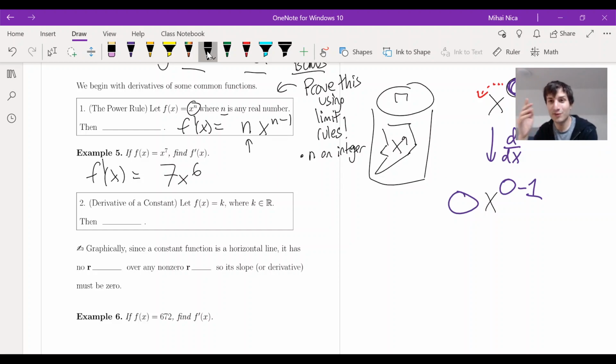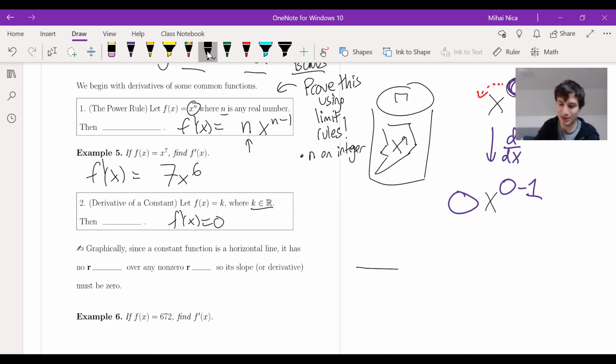Okay, derivative of a constant, this is an easy one. The derivative of a constant is the next rule. So if k is a constant, a parameter, then the derivative is 0, f prime of x equals 0. This one is really easy to do with limits, so I'm not going to give a bonus for that, but you can try to prove it using limits, or you can do it using a graph.